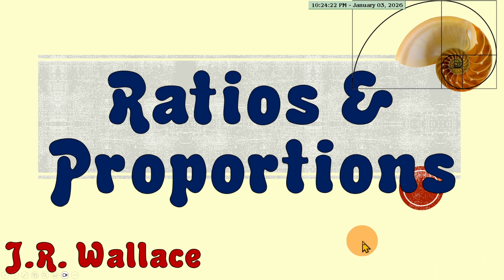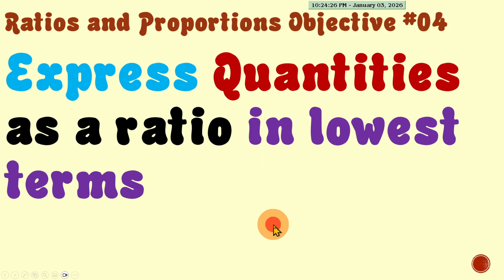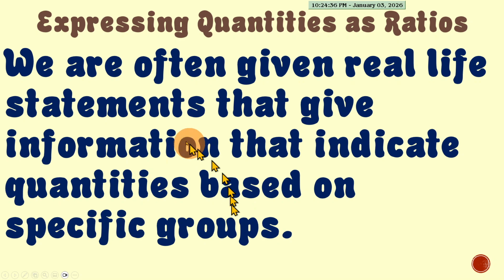So we will continue with our topic of ratios and proportions. We are on objective number 4. We want to express quantities as a ratio in lowest terms. So we are often given real-life statements that give information that indicate quantities based on specific groups.